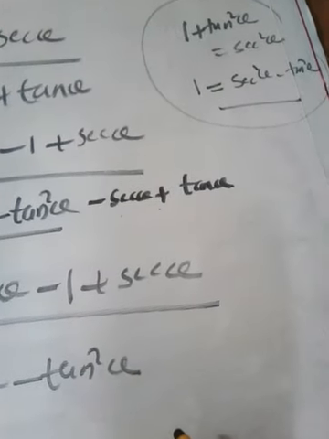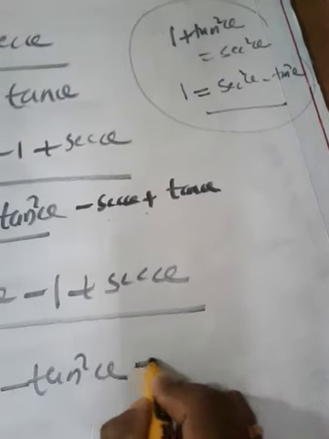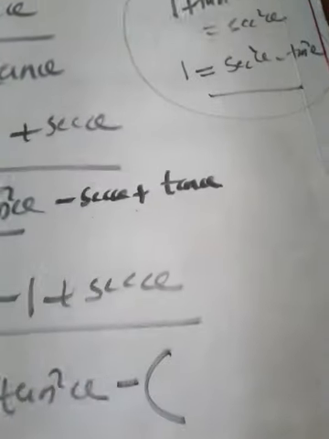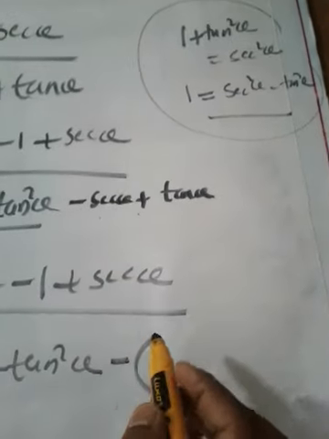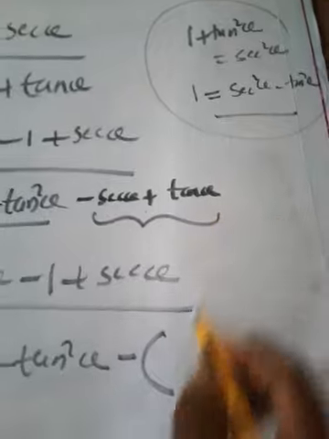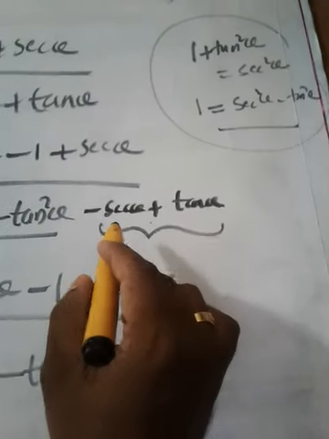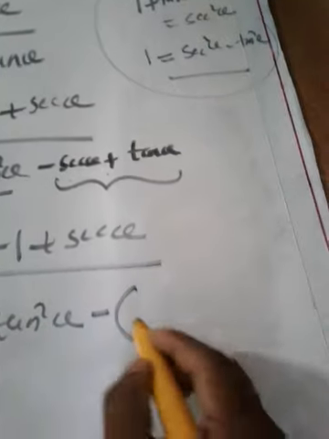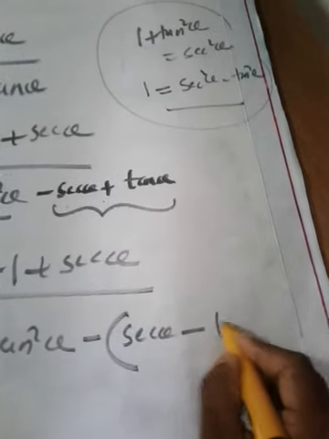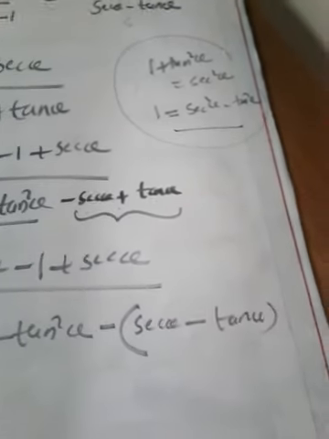Minus sec theta plus tan theta, no? I am going to take a minus outside from both the terms. When I take a minus outside, this minus sec theta plus tan theta becomes what? Sec theta minus tan theta. You can ask me why.